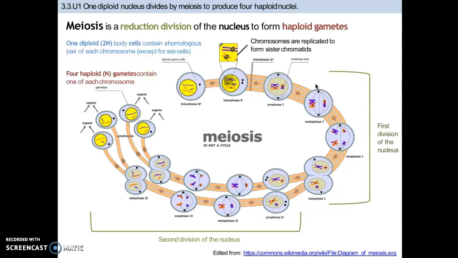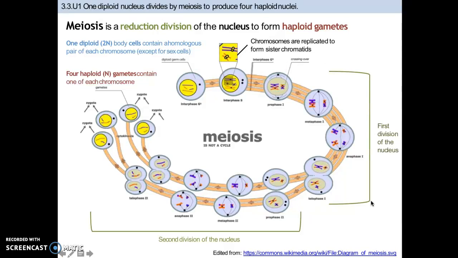Okay, so this goes back to the fact that meiosis is a reduction division, or a reductive process, where we're starting with one that has a diploid number of chromosomes, right? So a diploid body cell, which has homologous pairs of each chromosome, except for the sex cells, and the chromosomes are going to be replicated to form sister chromatids in interphase. You're going to get some crossing over in prophase 1, and then metaphase 1.